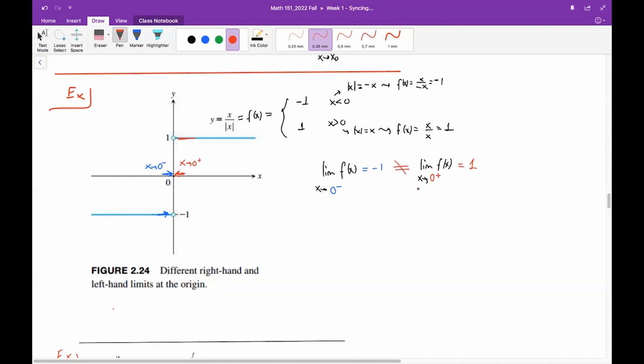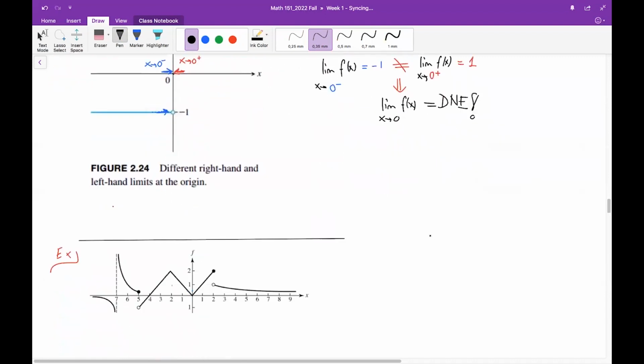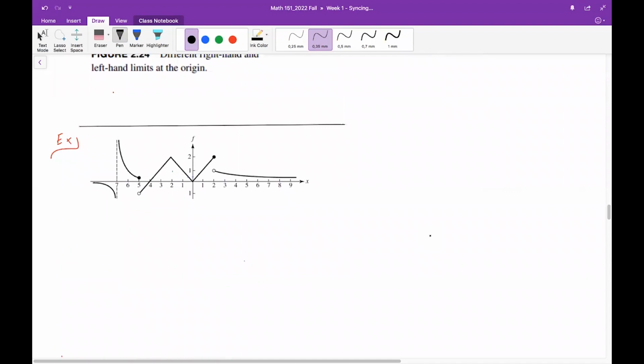And as they are different, what is our conclusion about the overall limit? Since the left-hand side limit and the right-hand side limit as x goes to the origin are different, we say that there is no finite unique number that our function is approaching. That's why the limit does not exist here. Okay. So another example that we can use to understand one-sided limits in detail is this one. Okay, a function is given.